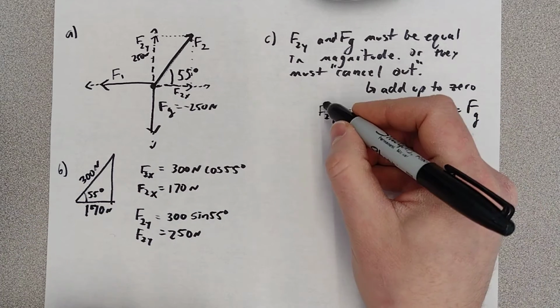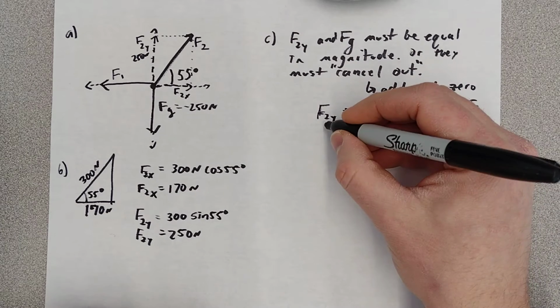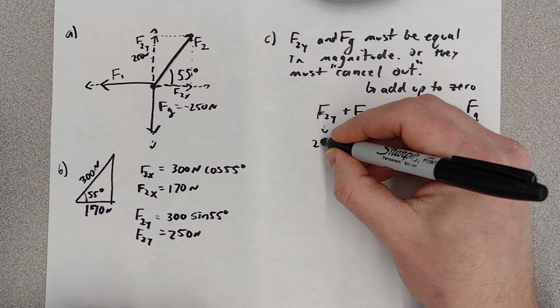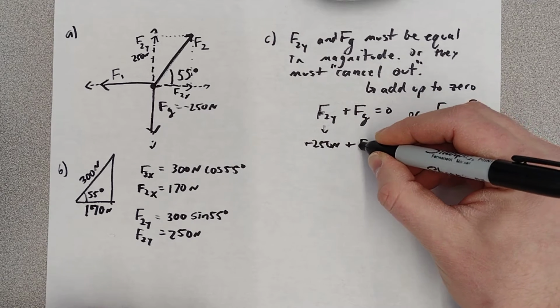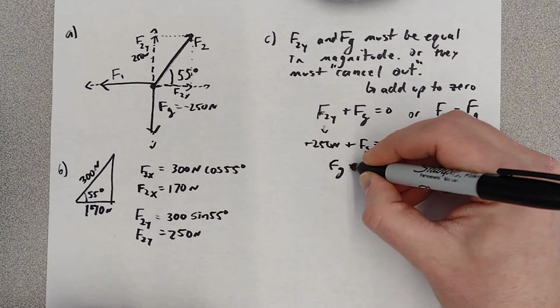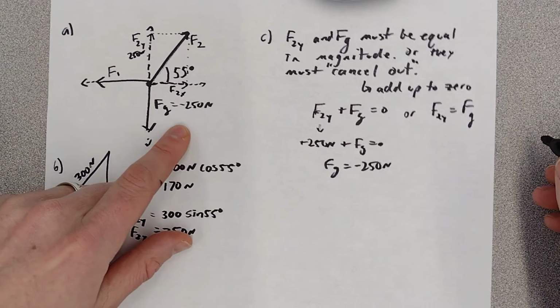Technically, you really just got to make sure that F2Y, I said, was 250. Technically it's positive, right? So therefore, plus FG must equal 0. FG would have to be equal to negative 250 newtons, right? And again, because it's going down.